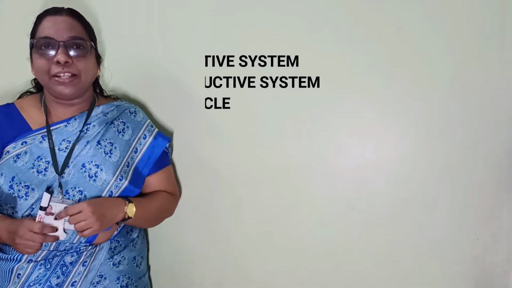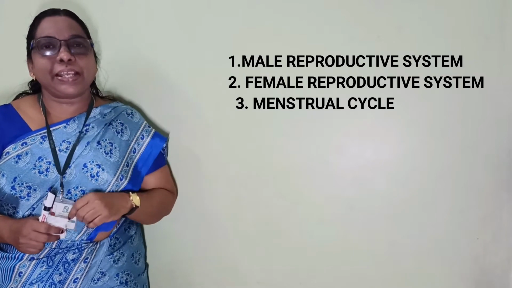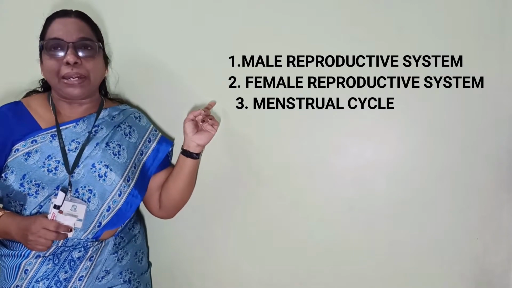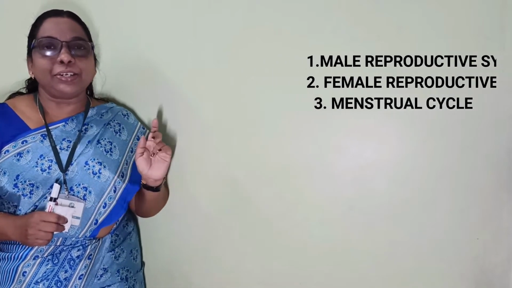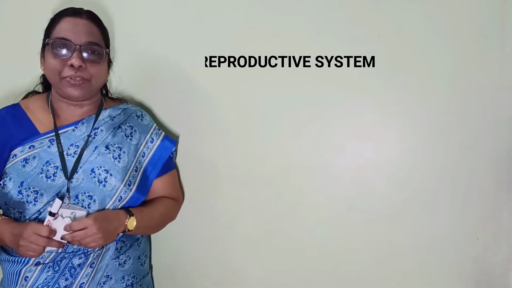Today in class we are going to study three topics. The first topic is the male reproductive system, the second topic is the female reproductive system, and the third topic is the menstrual cycle. If time permits, I'll start childbirth also. Let me start with the first topic, the male reproductive system.